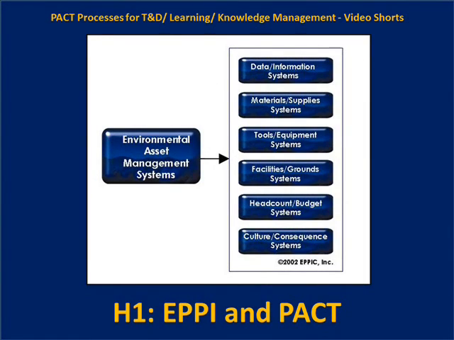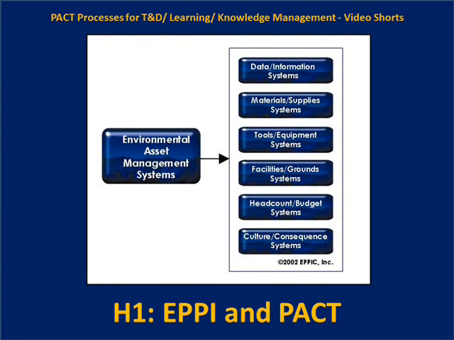Likewise, in the environmental asset management systems, we can use a diagram like this as a diagnostic tool. We will not find organizations organized thusly. There may be an IT system, but there's more data and information provided to the processes than come singularly from an IT organization. Materials and supplies is more than the materials organization. The tools and equipment systems are more than the tool locker. Facilities and grounds are more than the maintenance crews. Headcount and budget systems are more than the financial organizations, although they're overseeing all of that most likely.